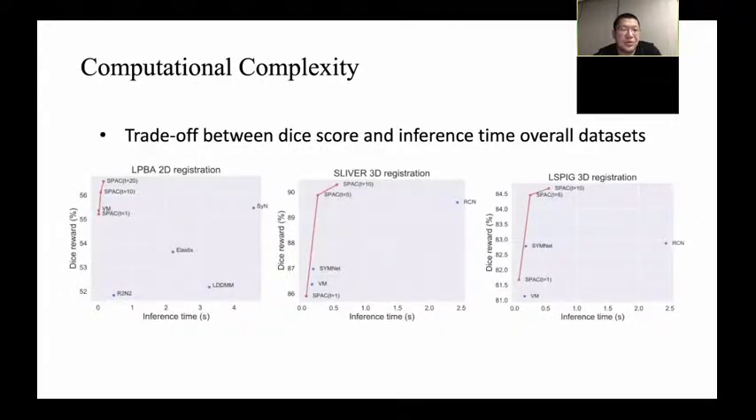Let's see computational complexity. This figure shows the trade-off between the score and the inference time for all datasets. The x-axis is inference time, and the upper left corner means a better result. We can see our model has better inference time and a better reward compared with the existing DR-based method on this system.